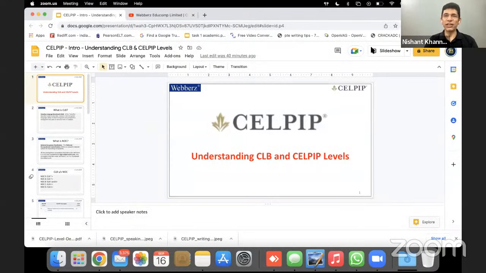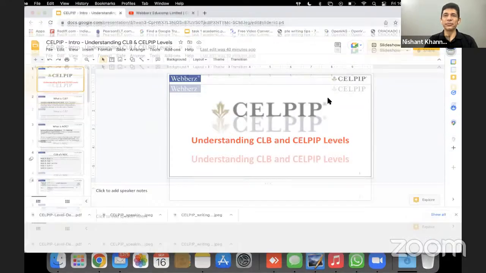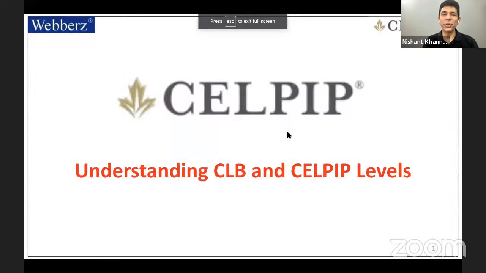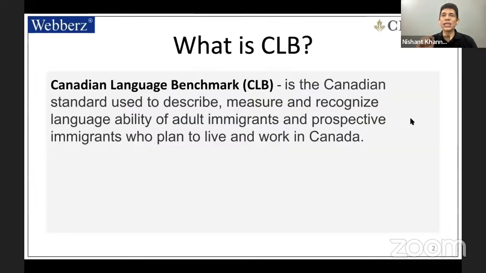Let me share my screen. Okay, here we are. So now, what exactly is CLB? CLB stands for Canadian Language Benchmark. This is the Canadian standard used to describe, measure, and recognize the language ability of adult immigrants and prospective immigrants who plan to live and work in Canada. So basically, they've set up a benchmark: this is the level of English that you should have before you immigrate to Canada.